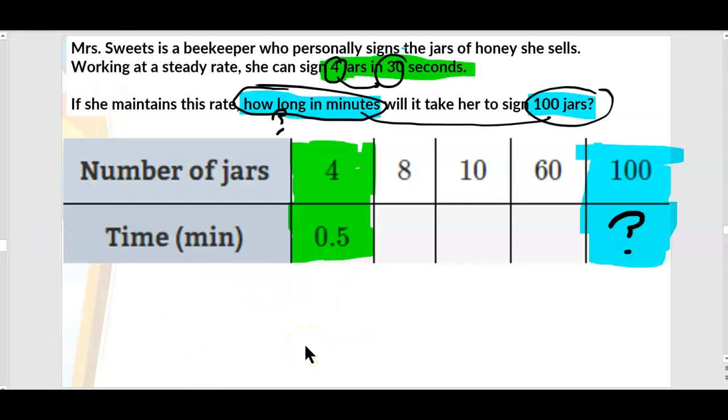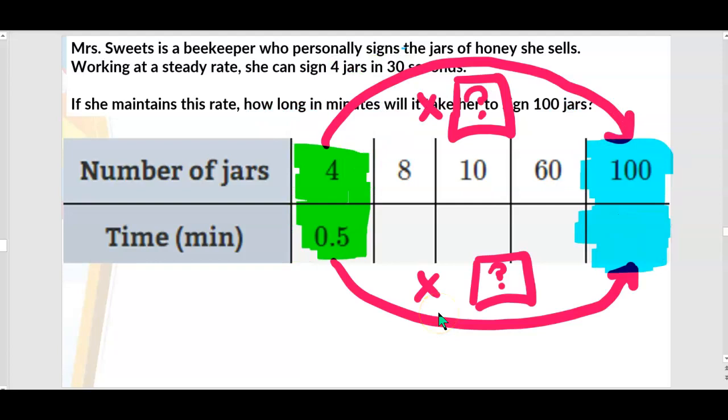Here's what we want to find. We don't really need the 8, the 10, or the 60 jars. We want to go right to the 100. So how do you go from 4 to 100? Think about it. What do you multiply that by? And whatever we do up here, we're going to do down here. And that's going to give us our answer. But I'm not doing that for you. That's your job.